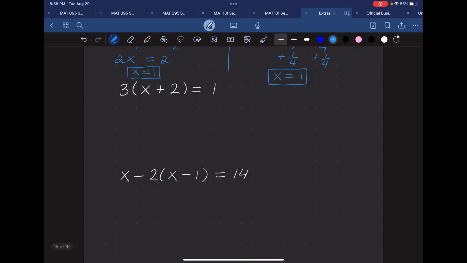Okay, so I want you to go ahead and try this next one. Pause the video and resume it when you're ready to see the solution.